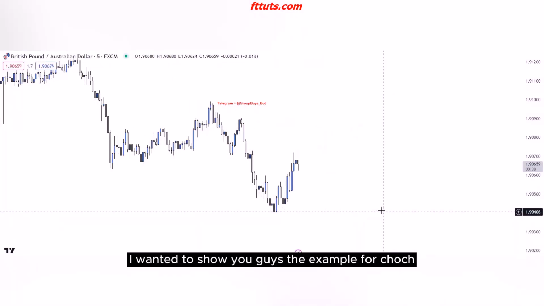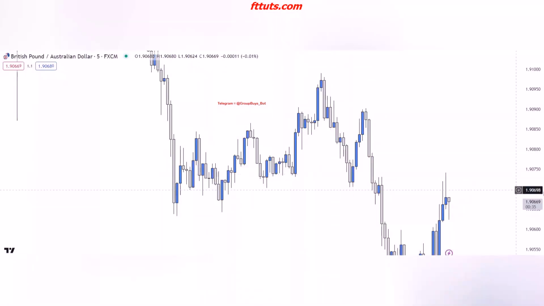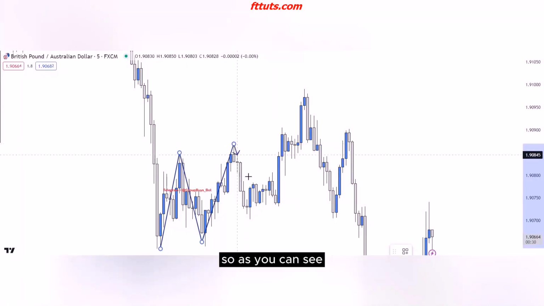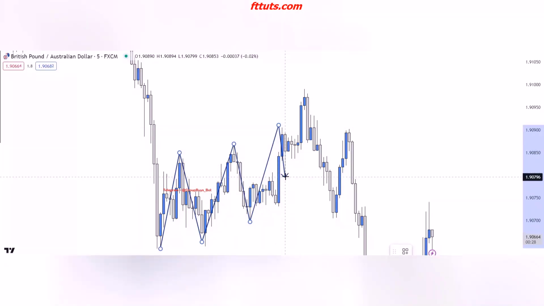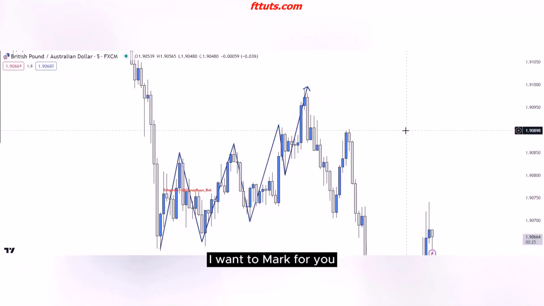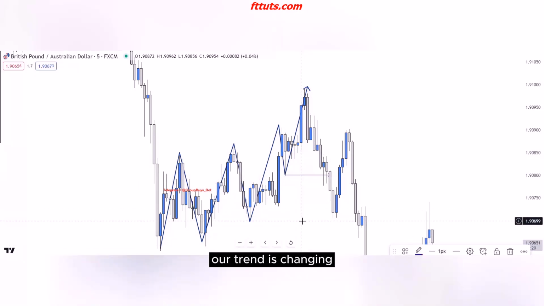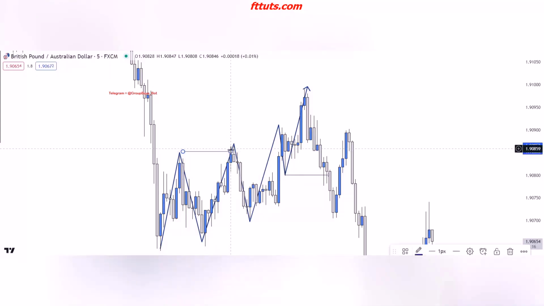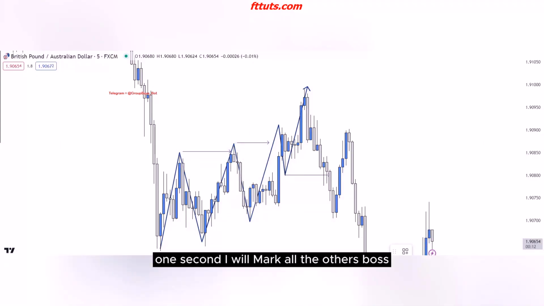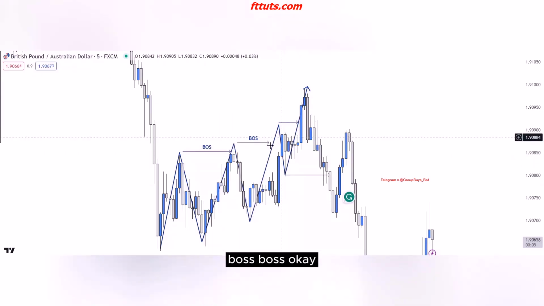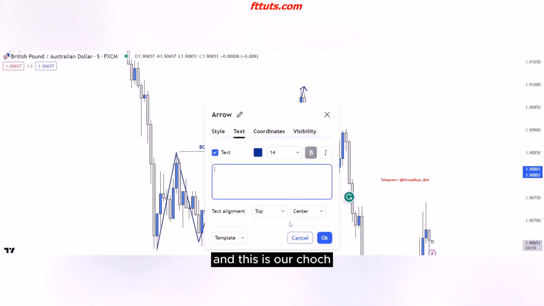I wanted to show you guys the example for CHoCH. Let's see if there is a good example here. So as you can see, there is an uptrend. Just a second, I want to mark it for you so that it will be easy for you to see. Our trend is changing. One second, I will mark all the others. BOS, okay. And this is our CHoCH.